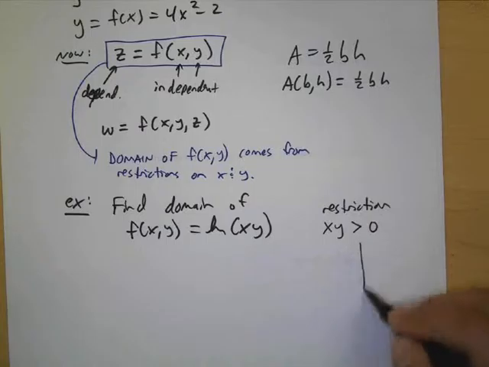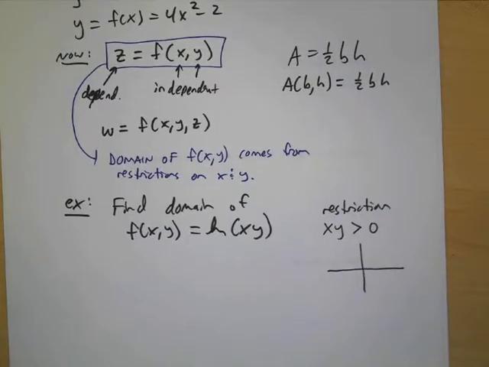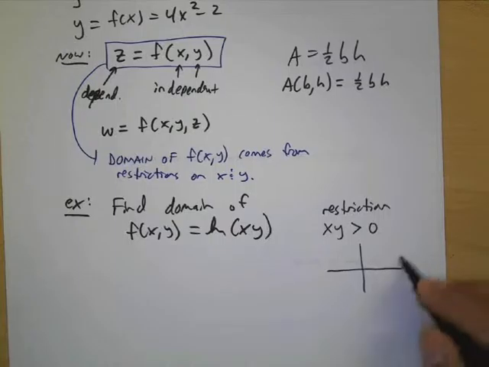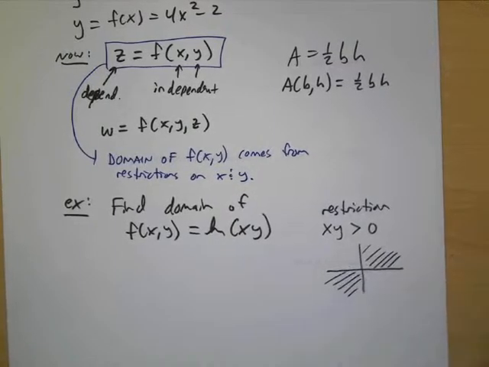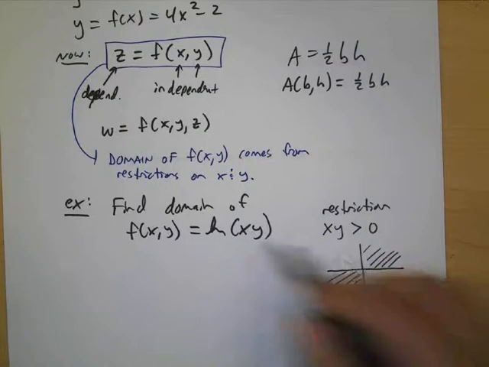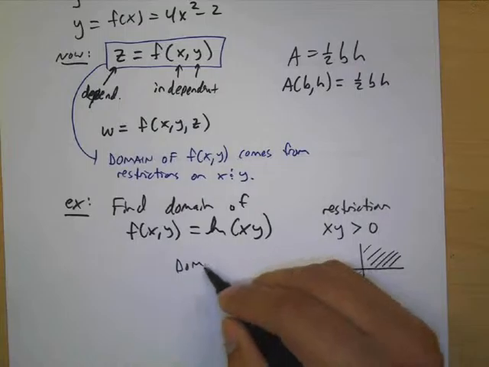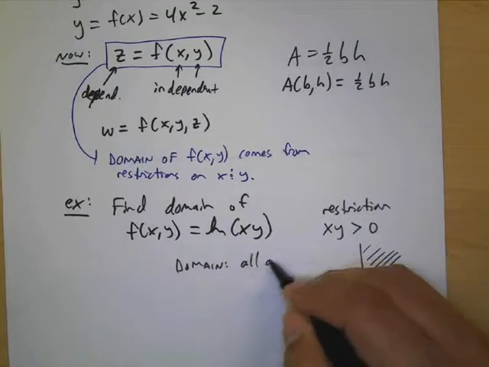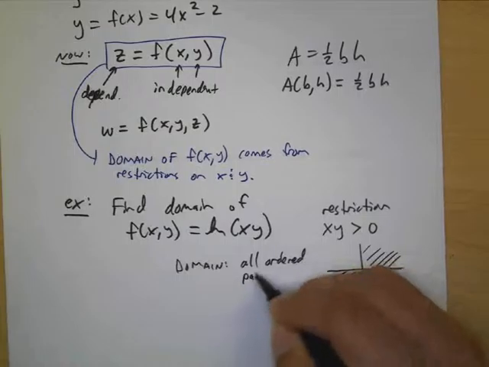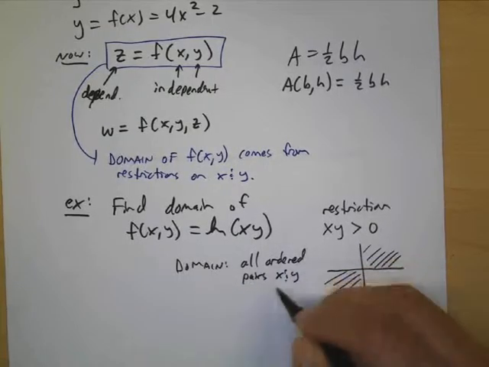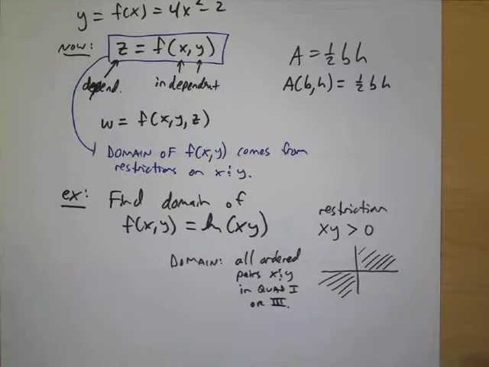Can we sketch where that might be? So where's the product going to be greater than 0? First and third quadrant, good. So as long as we're in the first and third quadrant, we have a function here. So let's say the domain is all ordered pairs x and y in quadrants 1 or 3. So as long as this product is positive, we're good.